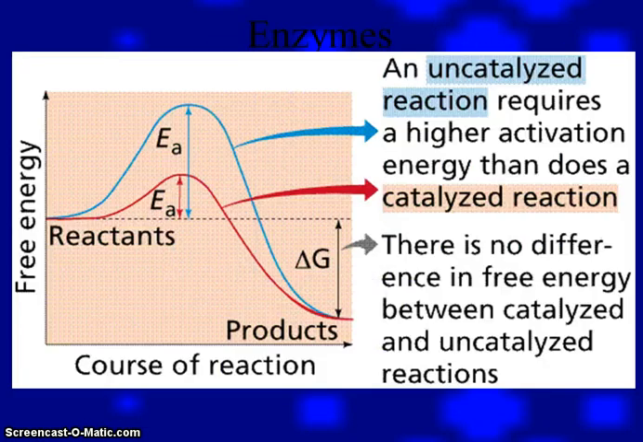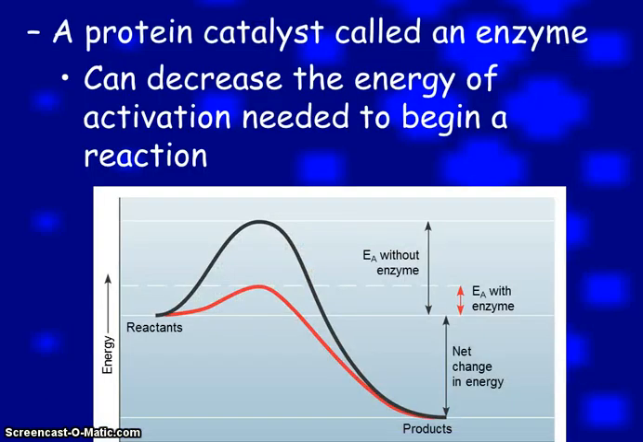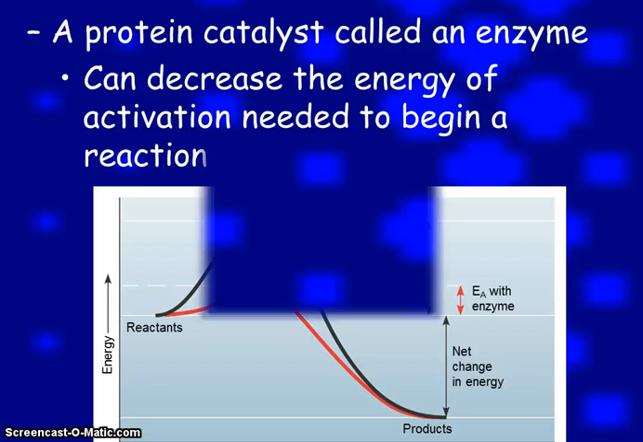And you can see here with the graph that when you have an enzyme added in, it will speed up the reaction because, again, the activation energy is lower. Again, this is just another graph to demonstrate the effectiveness of an enzyme.